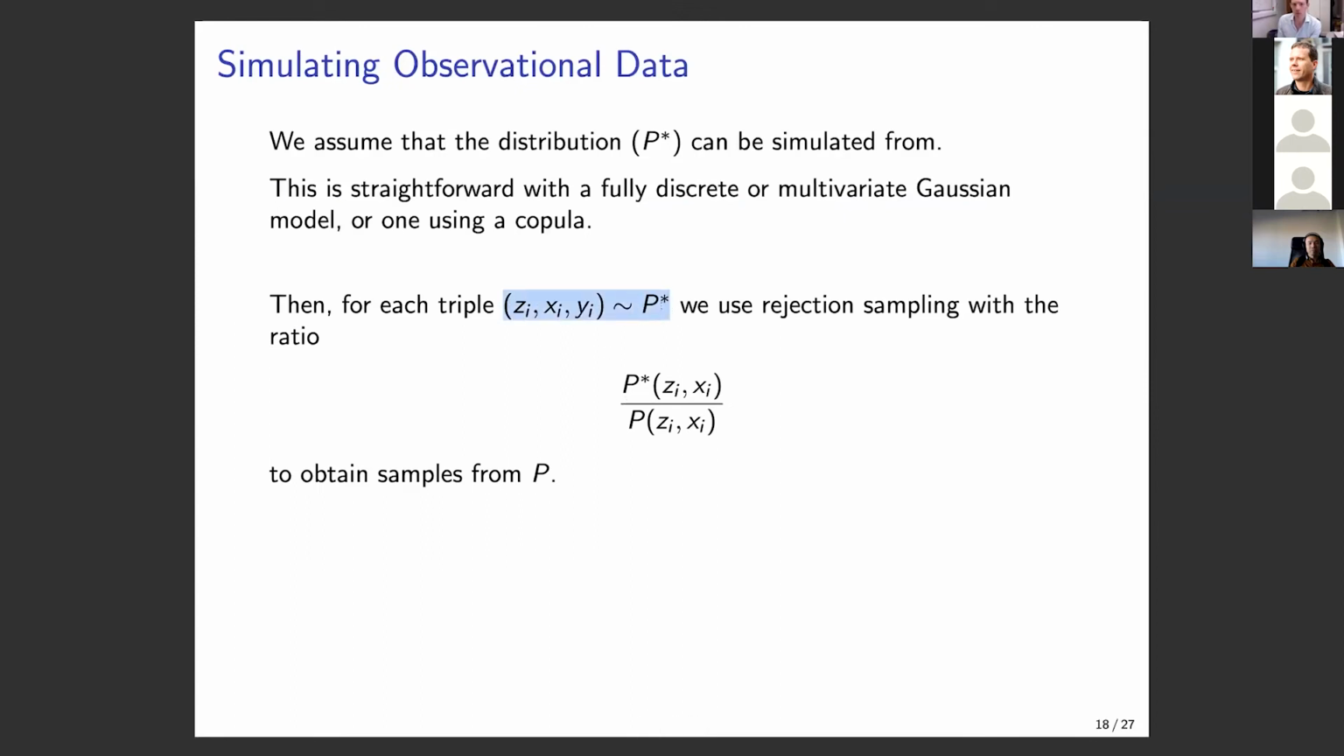For each of the triples that we can sample from P star, we consider this ratio of the distribution of P star divided by the distribution of P. In principle, we should have to put yi in here. But if you go back and check, you can see that the conditional for P of y given zx is the same as the conditional for P star of y given zx. So that part just cancels out. This is the only thing I need to evaluate in order to perform rejection sampling. And if I do that, then the samples I don't reject will be exactly from P.